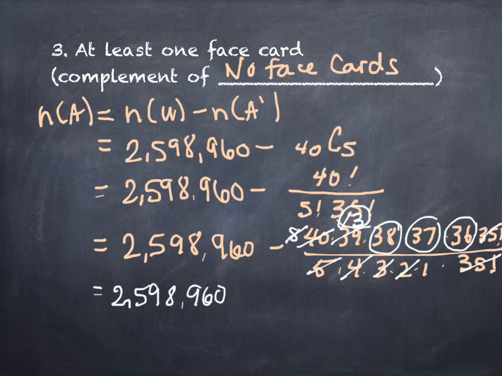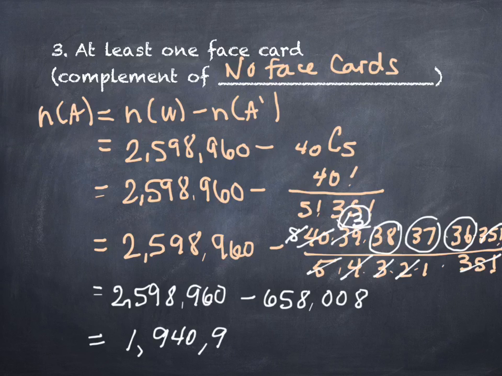What is 13 times 38 times 37 times 36? 658,008. Looks good. And then we're going to subtract. That's the largest one we've subtracted so far. It's going to bring me under 2 million. 1.9 million, right? So you're pretty likely to have a face card in your hand, right? That's pretty good chances.